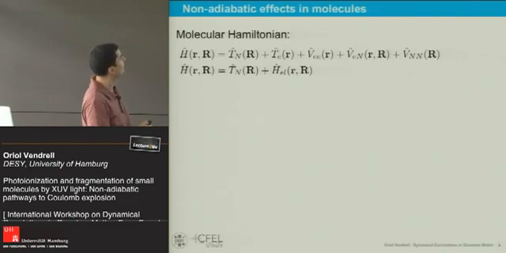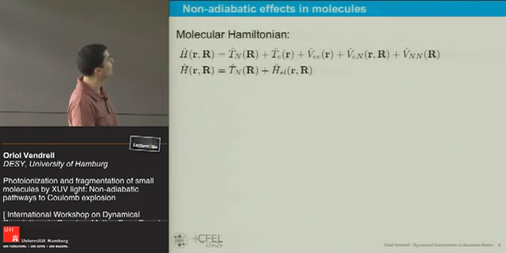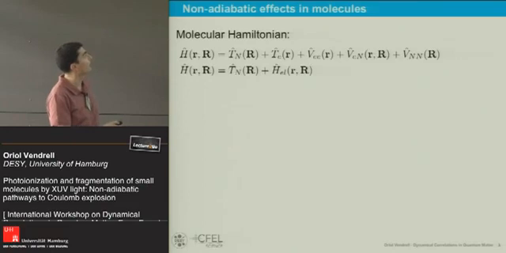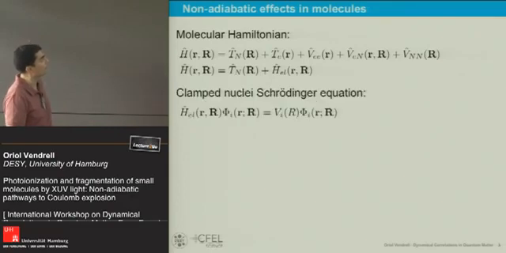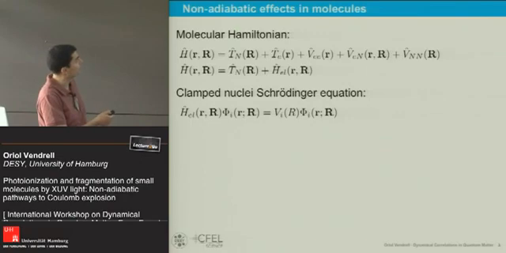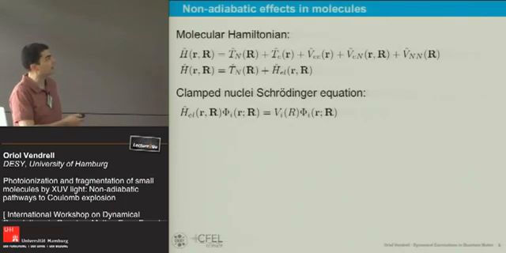You see here the nuclear kinetic energy, electronic kinetic energy, electron-electron interaction, electron-nuclear interaction, and nuclear-nuclear interaction. And this can be written in this way, in which all these terms are collected into what is called the electronic Hamiltonian, and then the kinetic energy here. If one solves the time-independent Schrödinger equation with this Hamiltonian, then one gets potentials that depend on the position of the nuclei.